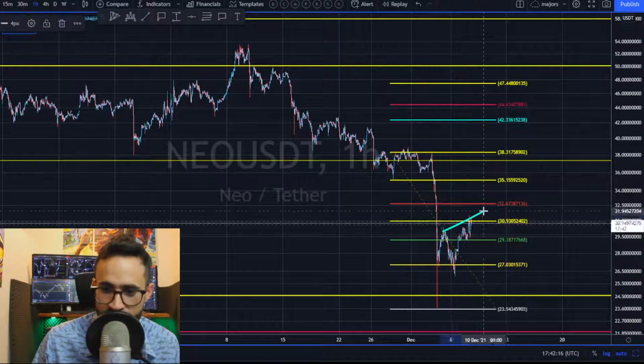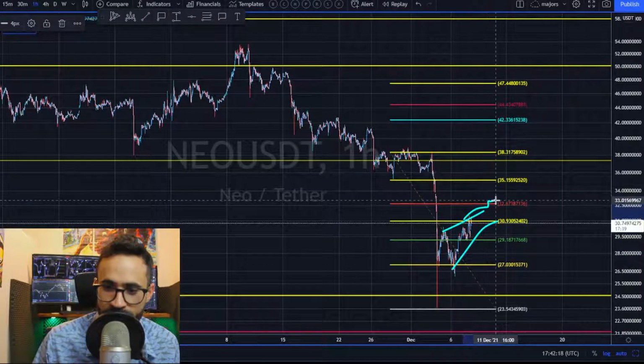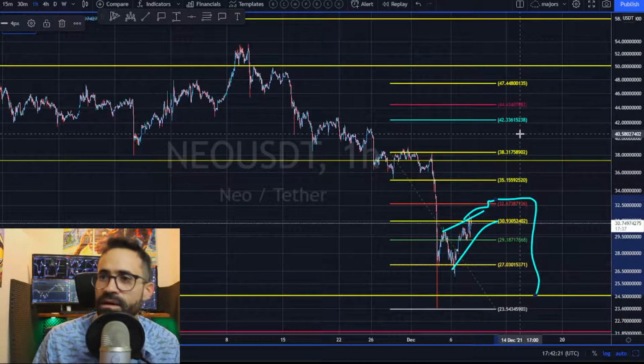Anyway, this looks like a bearish 50%, right? And until we get the move above 32, I think that's where it's going to be tested.